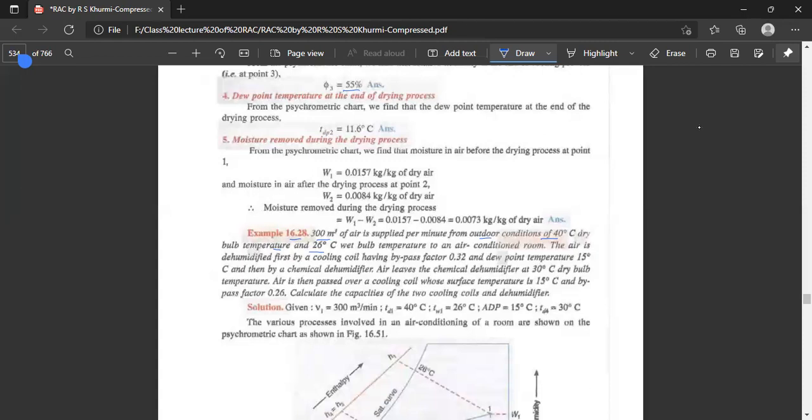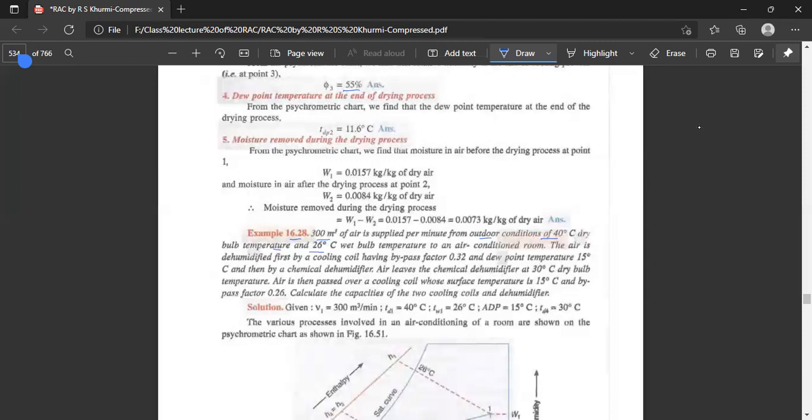300 cubic meters of dry air is supplied per minute from outdoor conditions of 40 degrees centigrade dry bulb temperature and 26 degrees centigrade wet bulb temperature to an air conditioned room. The air is dehumidified first by a cooling coil having a bypass factor of 0.32 and a dew point temperature of 15 degrees centigrade, then by a chemical dehumidification. So first it is dehumidified by a cooling coil, then by a chemical dehumidification.